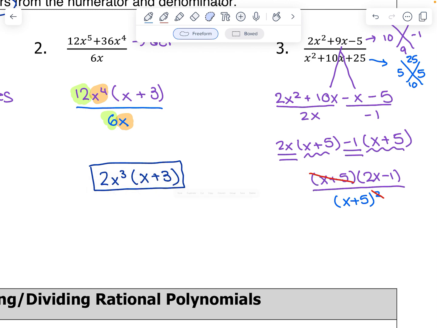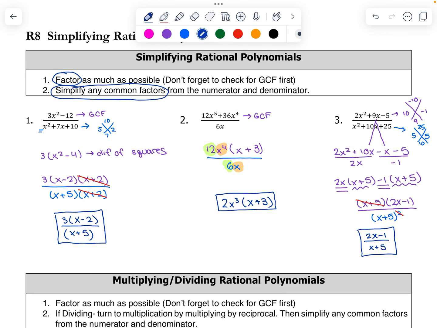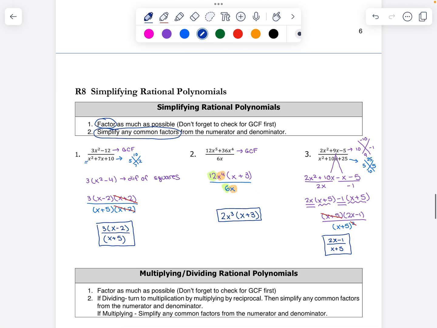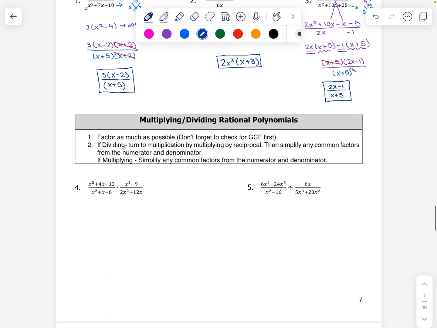So again, doesn't matter which way you write it. They mean the same thing, and your final answer would be 2x minus 1 all over x plus 5. Again, with or without parentheses, because you only have the one factor in the numerator and denominator. So that's as simple as it can get when it's just a fraction.